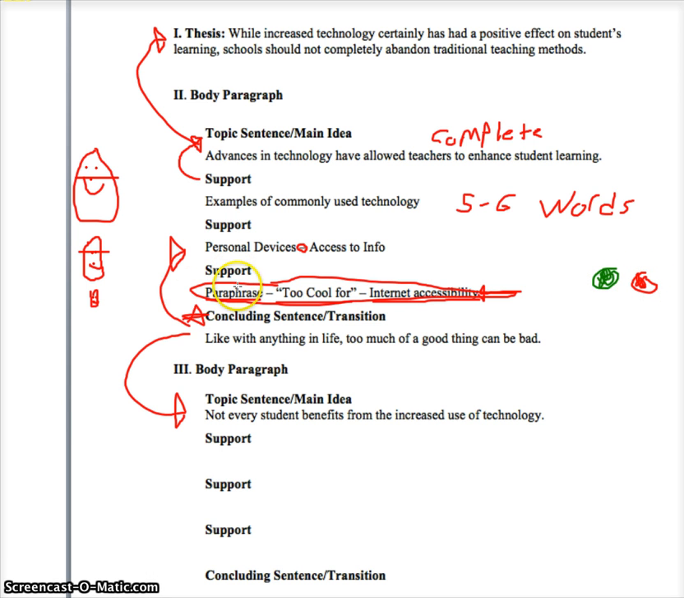You don't want to do that in your paragraphs. They need to flow nicely. So that's what concluding sentences do, is they help the flow of your paper. So they wrap up this one, and then they introduce this one.